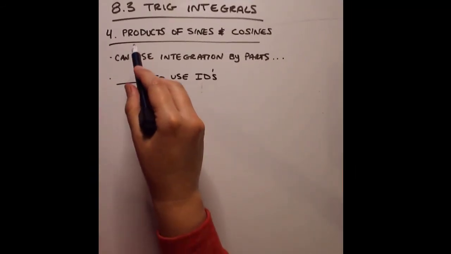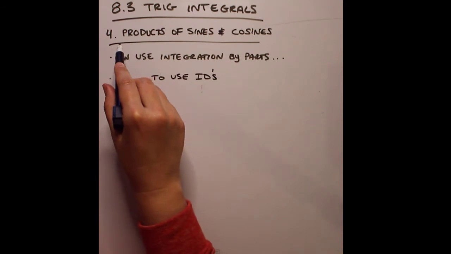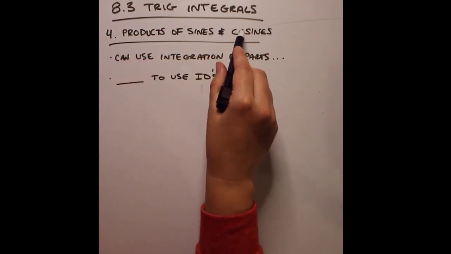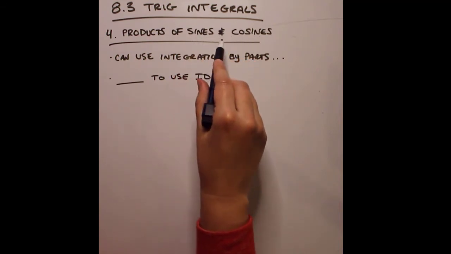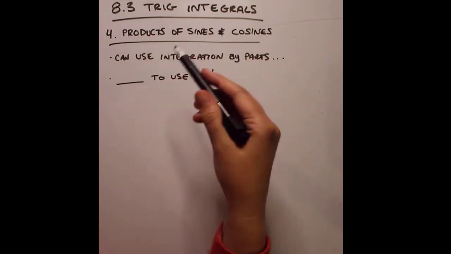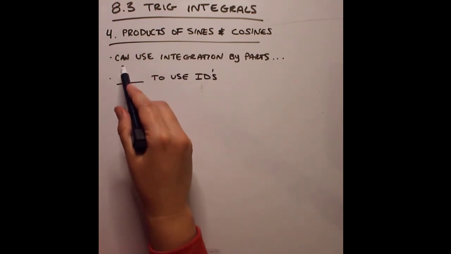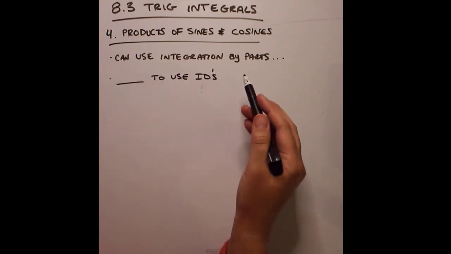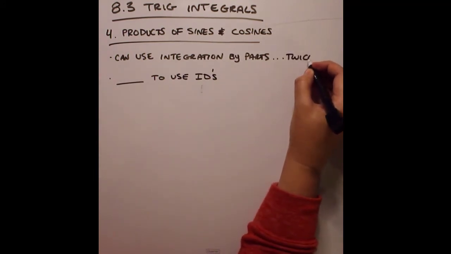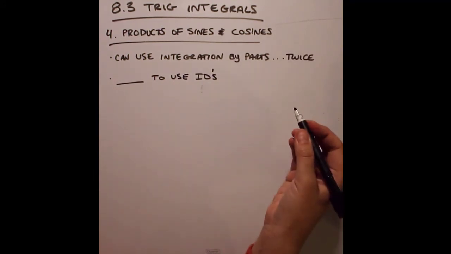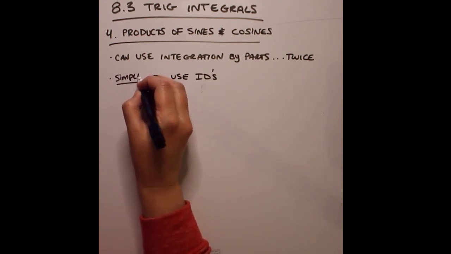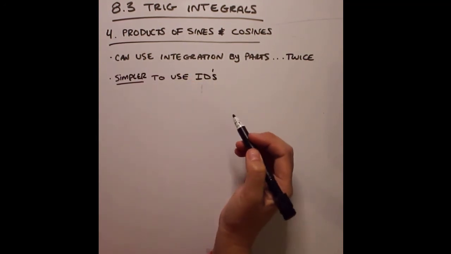For our last part for this section 8.3 on trig integrals, we have part 4, products of sines and cosines. So this is when our integrands have sines and cosines being multiplied, but they don't necessarily have powers on them. We went over that in part 1. So we can use integration by parts. You can, yes, but you'd have to do it twice. So it is long. And so what I'm going to say here is that it is simpler to use identities.